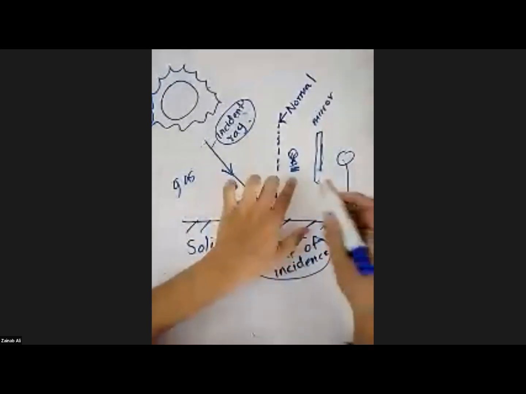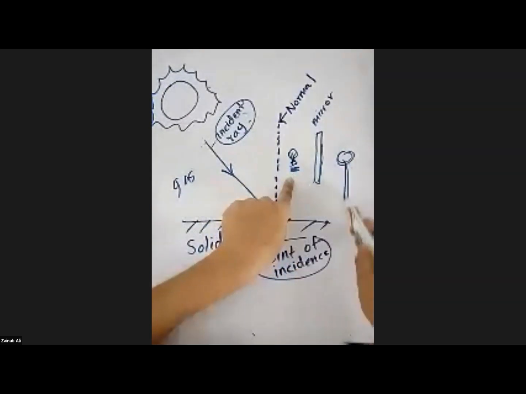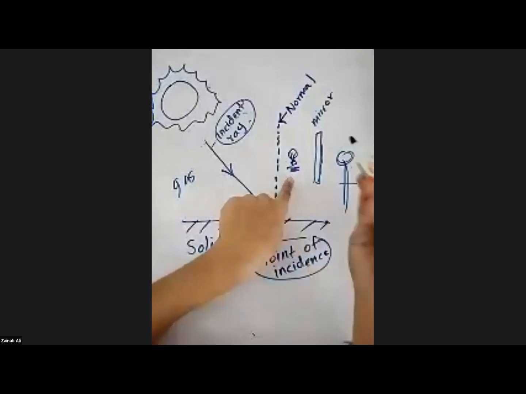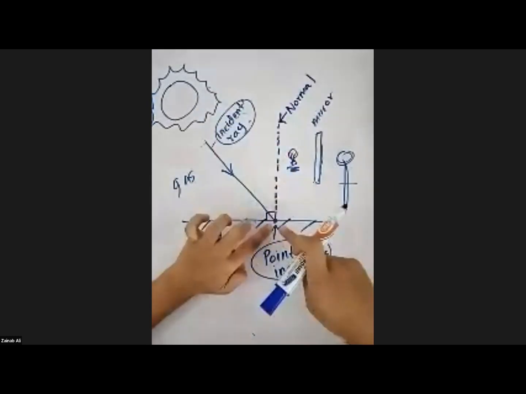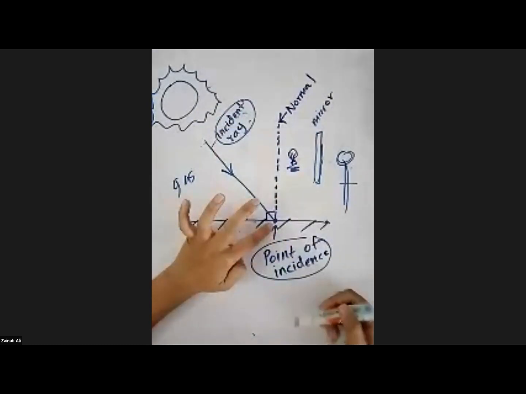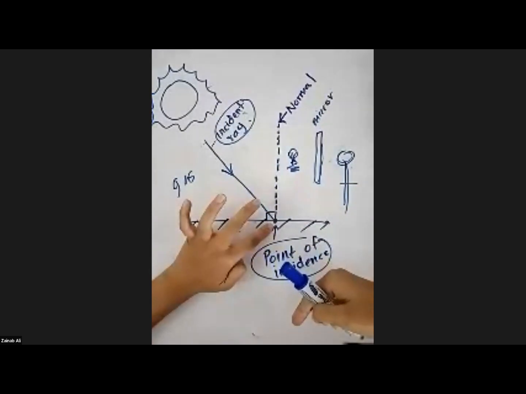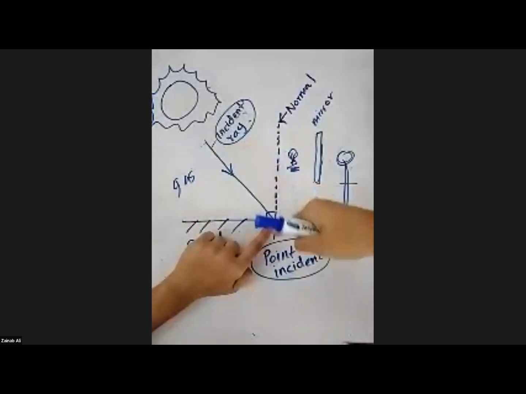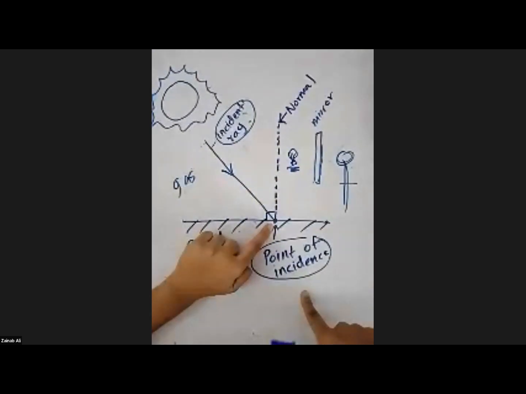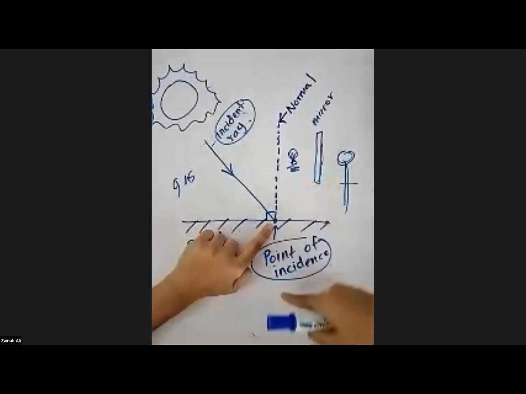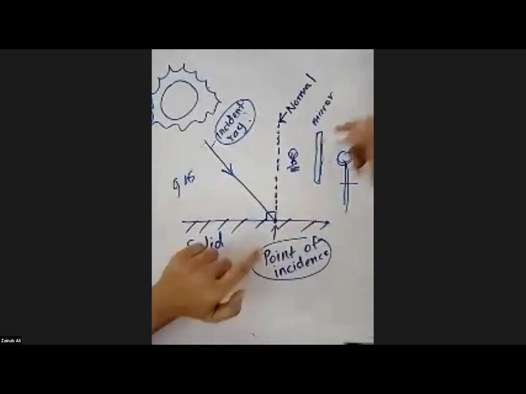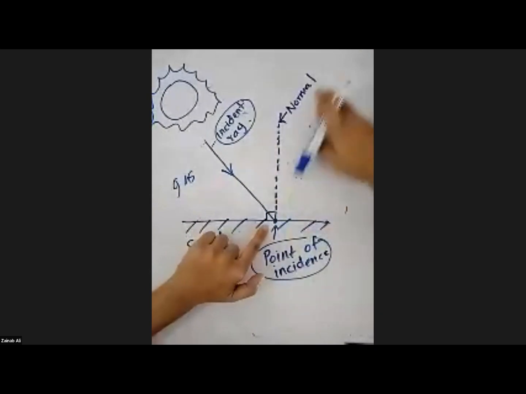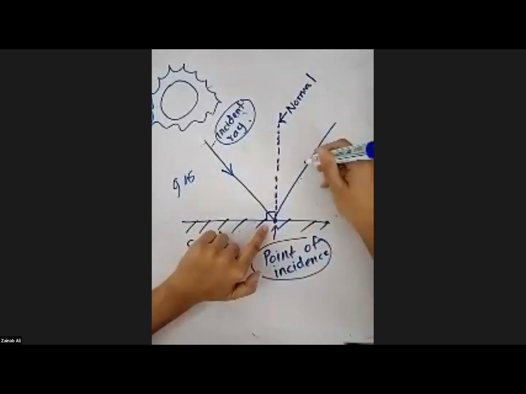So if you keep a bulb on this side and you're standing here, will you be able to see the bulb? No, you won't be able to see the bulb. So the light which is coming and hitting here, will it go inside this mirror? No, the light ray will not go inside this mirror. Then what is going to happen is this light ray will be sent back into the same medium.